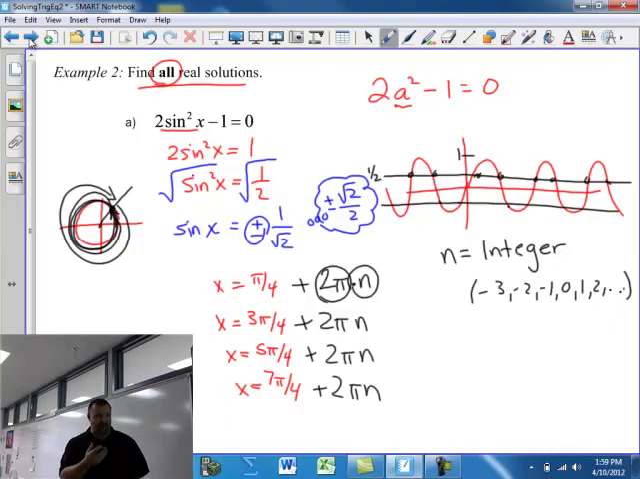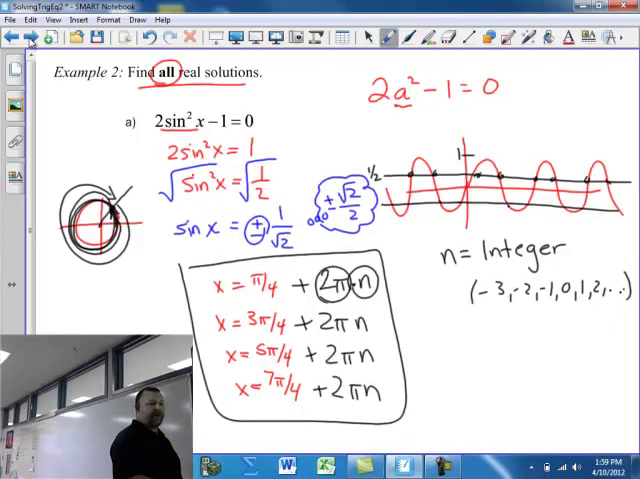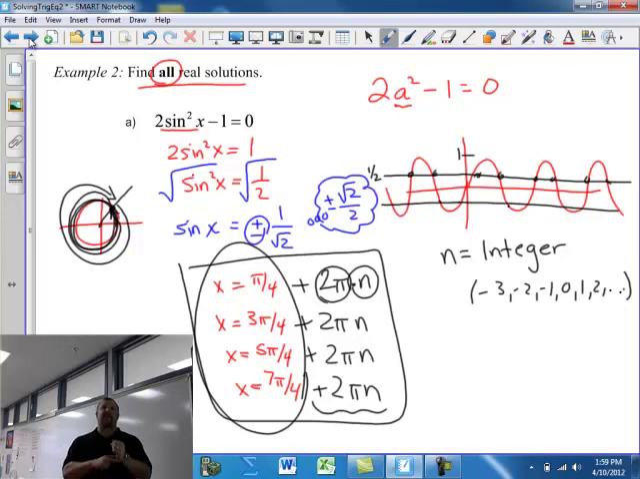Now, are there other ways to generate pi over 4, 3 pi over 4, 5 pi over 4? Sure, there are creative, cute ways to do this, but this is the easiest. We're not expecting you to do that. We want to solve for the ones around the unit circle, and all you have to do is add plus 2 pi n, and you will have covered your bases.